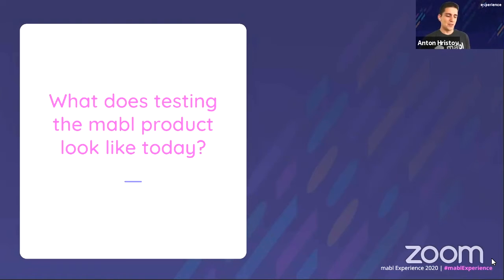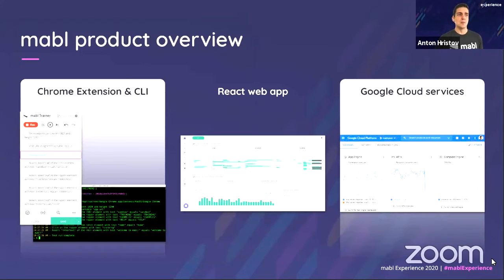Thank you, Lauren. So in order to see what testing the mabl product looks like today, it's important for us to have an understanding of the different components that comprise mabl. So on one side, we have the mabl Chrome extension, also known as the mabl trainer, that typically you're going to use to create tests with it. And then we have the mabl CLI. Again, you create tests and you manage tests with it.